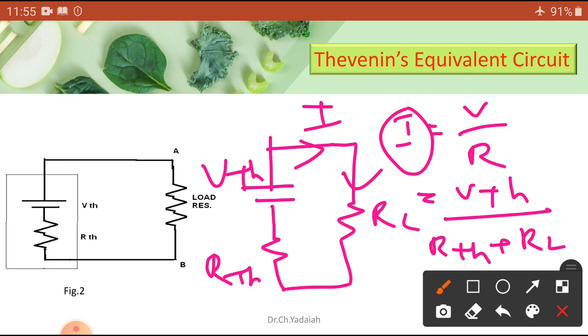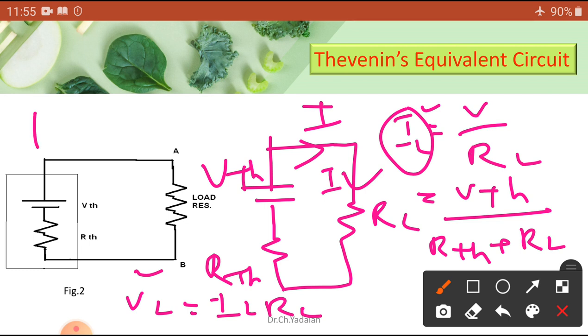If you want to know the voltage across the load, VL is equal to the load voltage, which is IL into RL. If you know the load current IL and the resistance RL, multiply these values and you are going to get VL, that is the voltage. Suppose I want the power. What is the formula? P is equal to V into I, that is IL, VL. VL we calculated, IL we calculated. Simple multiplication, we are going to get the power consumed by the load. These are the basic voltage and current equations.